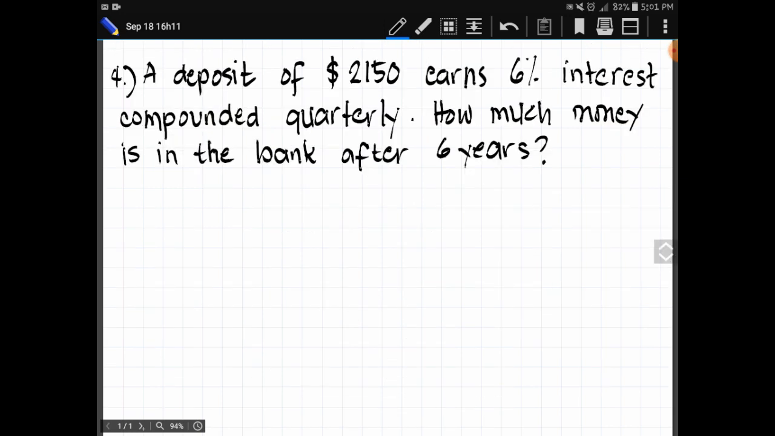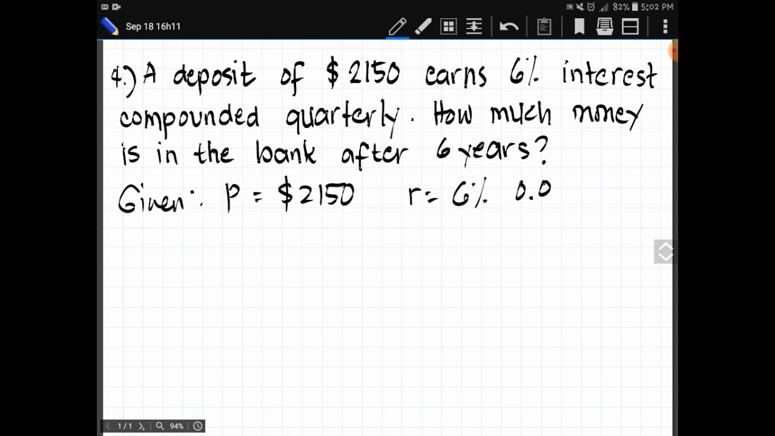Number 4. A deposit of $2,150 earns 6% interest compounded quarterly. How much money is in the bank after 6 years? So again, the given would be the principal, which is $2,150. The rate is 6%, or 0.06 in decimal. Compounded quarterly, therefore our M, or compounding period, would be 4. And the time, that is 6.